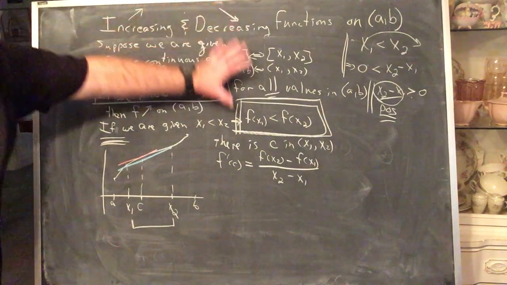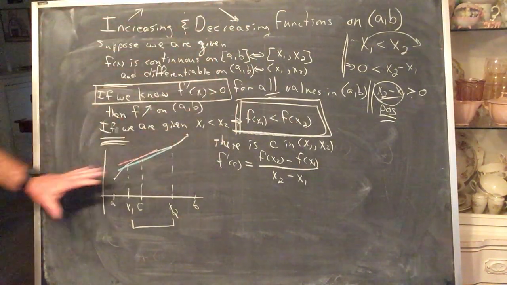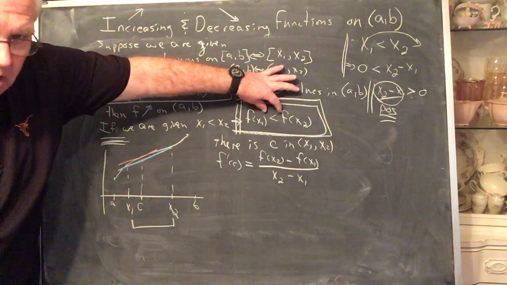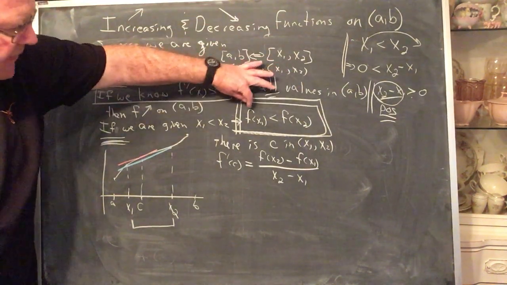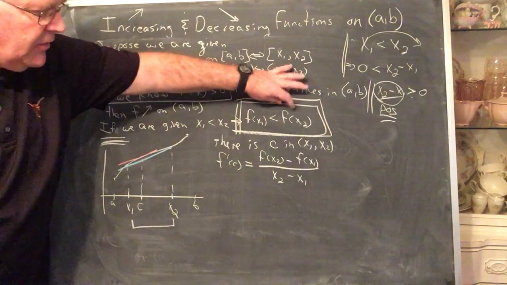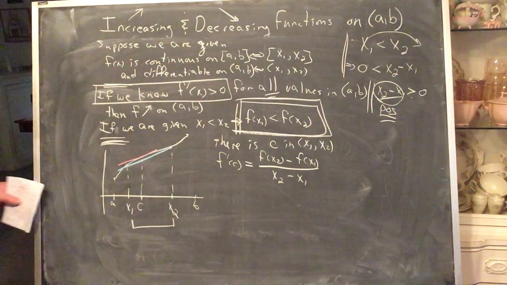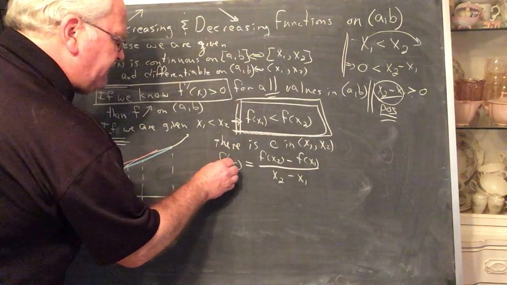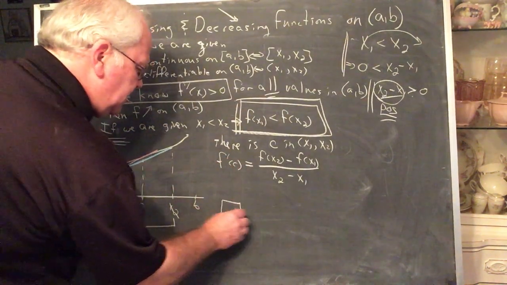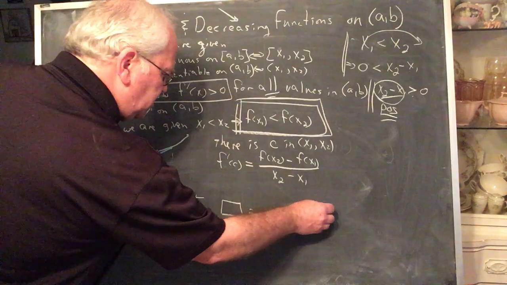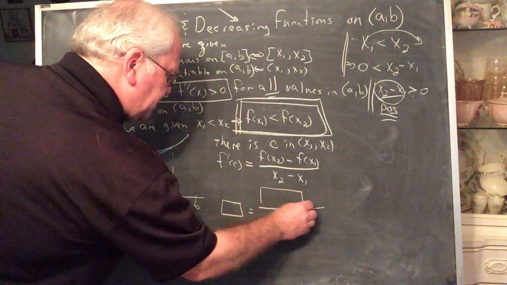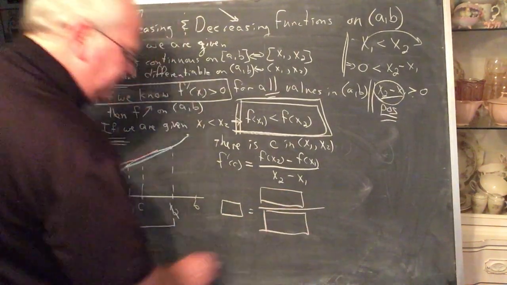What are we trying to show out of all this? We want to show the function is increasing. This is what ultimately we want to show. We want to demonstrate that f of x1 is smaller than f of x2. Well, look at what we have. We have f prime at c is something. It is equal to a fraction, which is something divided by something else.